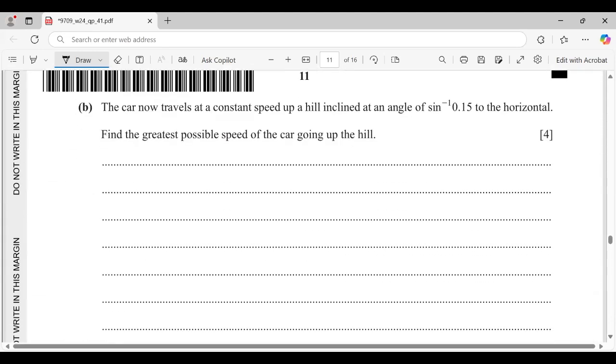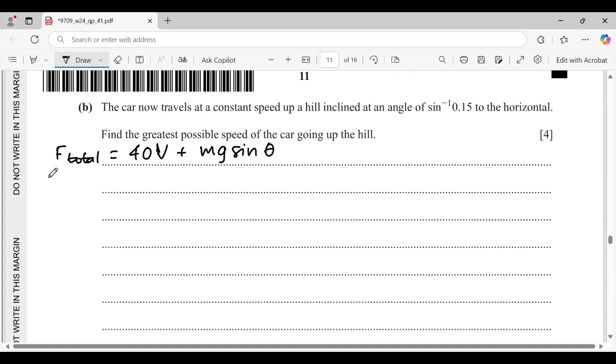The car now travels at a constant speed up a hill inclined at an angle of arcsin 0.15 to the horizontal. Find the greatest possible speed of the car going up the hill. All right. So the formula I would like to write is that the total force equals 40v plus mg sin theta. This V is velocity, not volt, because this question is not about electricity.